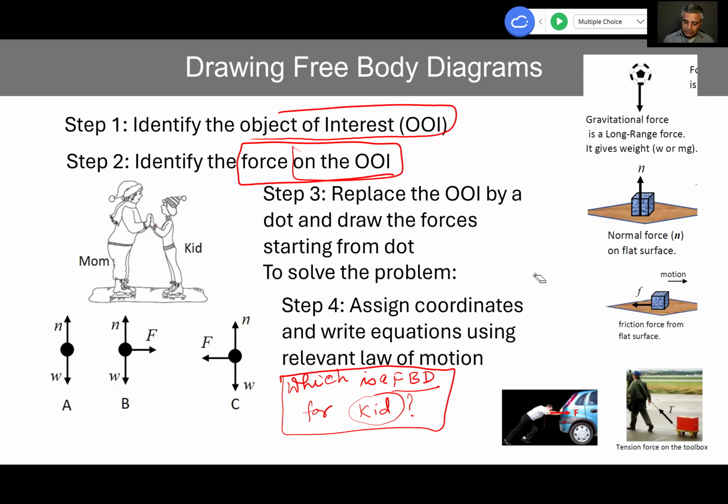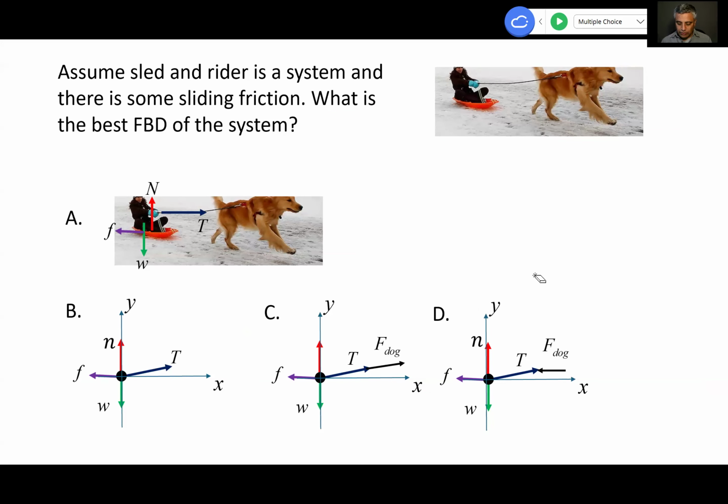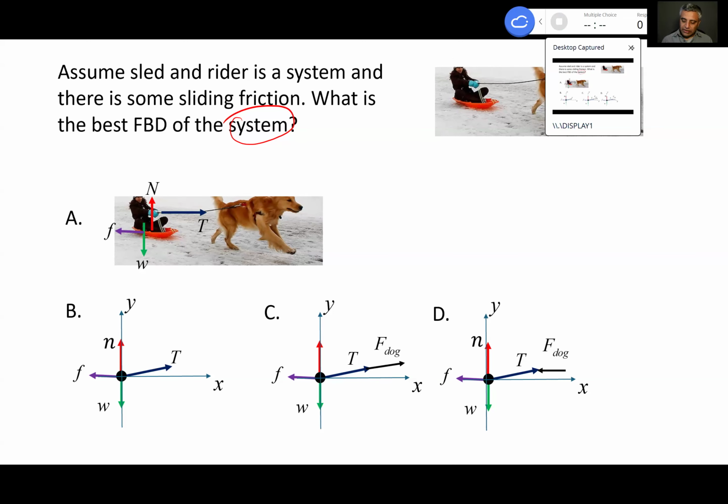Okay, moving on. Here is another question. So here I'm also assigning the axis, okay? So here we are drawing a free body diagram of the system. System here means the person and the sled. The whole thing is the object of interest, okay? So now you have a minute and 30 seconds to answer this question.